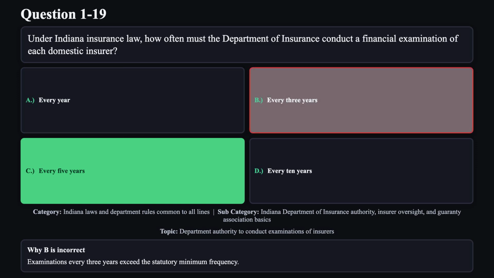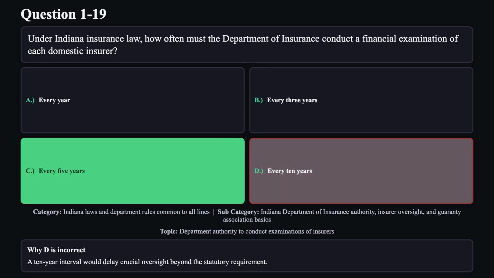Reason B is not correct. Examinations every 3 years exceed the statutory minimum frequency. Reason D is not correct. A 10-year interval would delay crucial oversight beyond the statutory requirement.